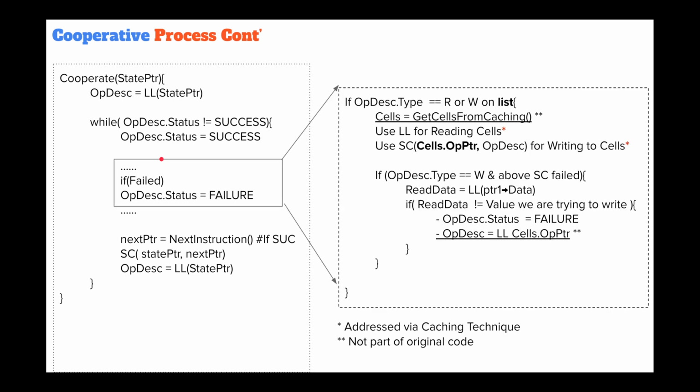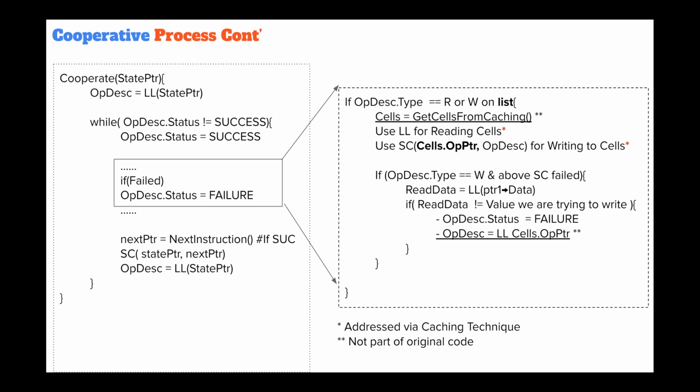So let's zoom in. Here you can see that op description can either be a read or write on a linked list. If it is a read or write on a linked list, then only we enter the if condition. If not, then we can just directly mark it as success, because printing hello world doesn't involve modifying the shared data structure. Some of these functions are a little bit abstract, so we'll be covering that in the subsequent slides.